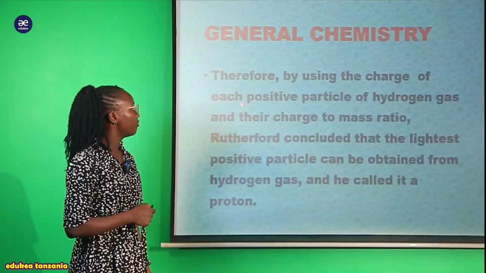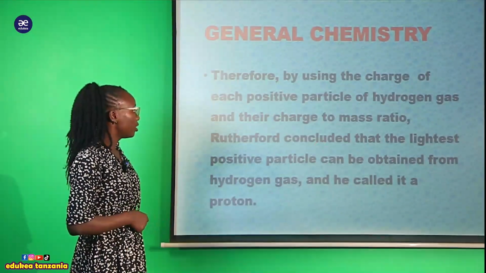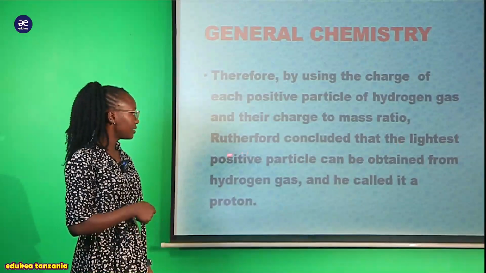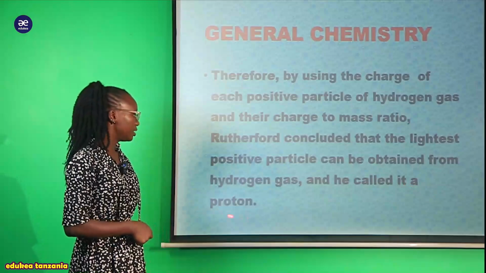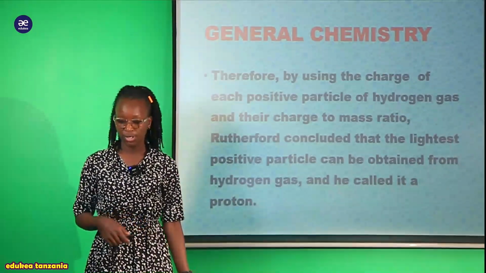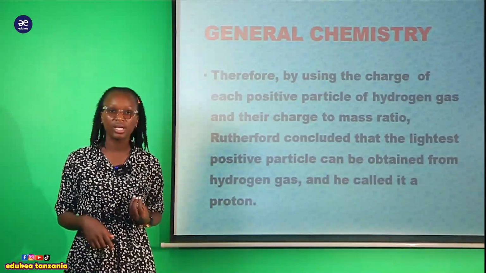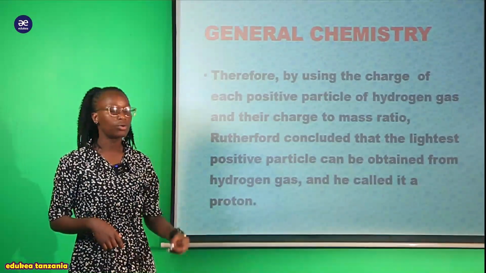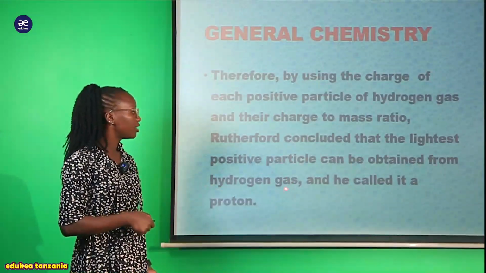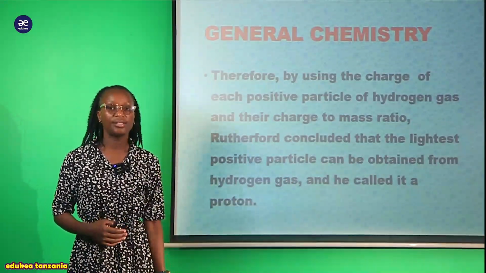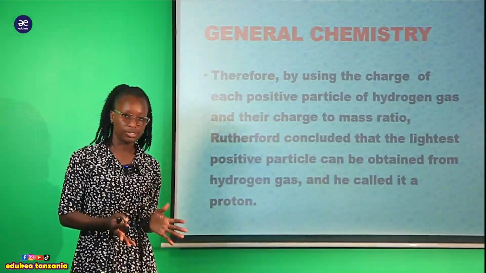Therefore, by using the charge of each positive particle of hydrogen gas and the charge to mass ratio, Rutherford concluded that the lightest positive particle can be obtained from the hydrogen gas and he called it proton. Hapo hiyo ndio conclusion ya Rutherford. Kulingana na hiyo study katika hydrogen gas iliyokuwa studied, akaconclude kwamba lightest positive particle can be obtained from the hydrogen gas, then finally ndo akaita ni proton. So that is how the discovery of protons by Rutherford was.